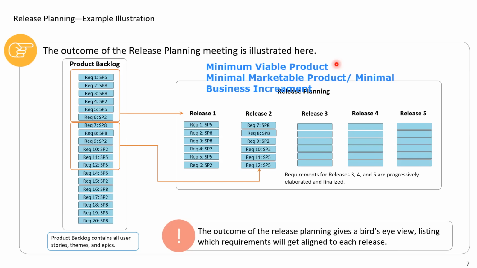Listen carefully. When you use the word minimum viable product, MVP, the concept of MVP is that you assess the viability. The purpose is not to earn money here. You don't go to market with a minimum viable product, but many times these two terms, minimum viable product and minimal marketable product, are used interchangeably but in an incorrect manner. That's the confusion.